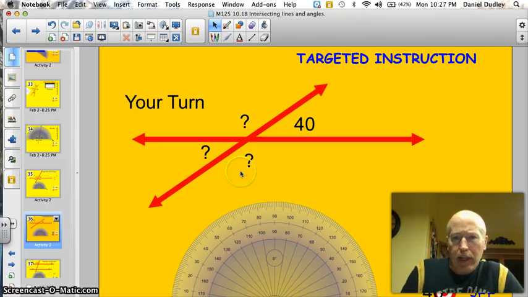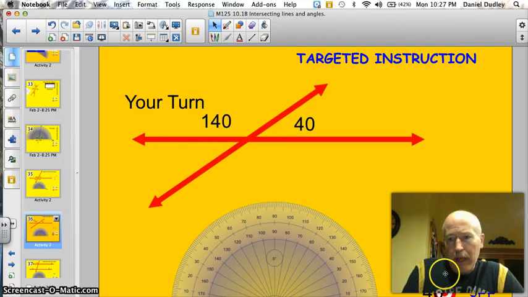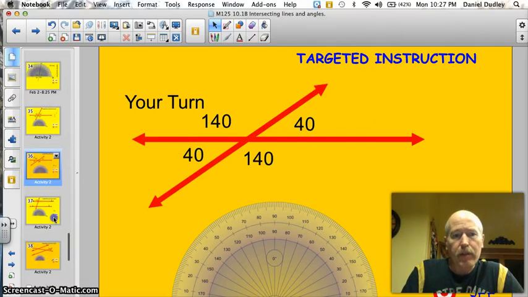Hey, I'm back. Let's see how you did. Well, if this one is 40 and it's 180 for this whole line here, this one's got to be 140. So let me get rid of the question mark. Of course, opposite angles are equal. So if this obtuse angle here is 140, this one over here is going to be 140. And this acute angle will be opposite of this, so it's going to be equal. So that is 40. Congratulations.